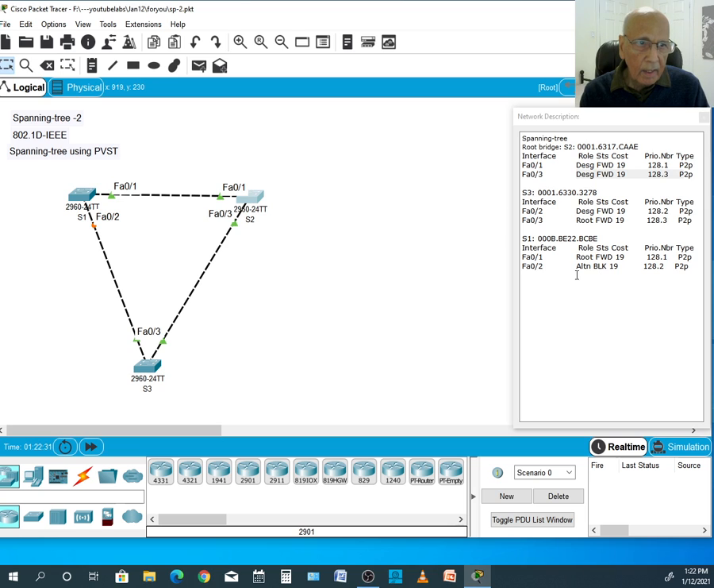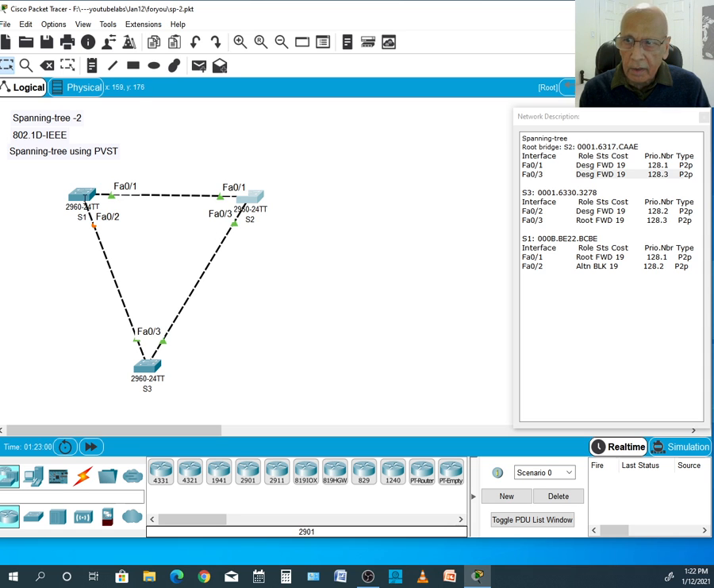Then the question about blocking and alternate is that this port goes into an alternate state, this one is blocking. But in case something goes wrong on this port, the system is going to immediately recalculate and start accessing through this side. That's why they call it alternate.